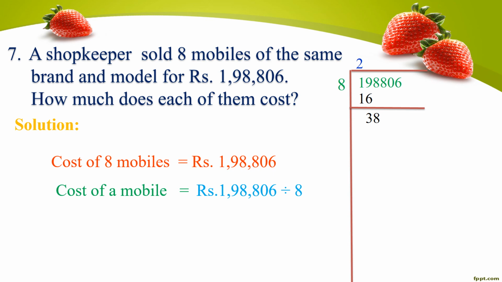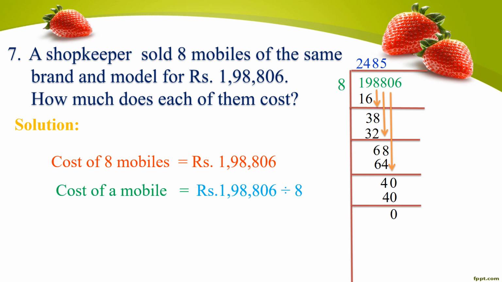Now we have to bring down the next number 8. Here now it is 38. In 38 there are 4 8s. 8 4s are 32. On subtracting we get 6. Now we have to bring down the next 8. So now the number is 68. 8 8s are 64. On subtracting we get 4 as remainder. Bring down the 0 now. Now the number is 40. 8 5s are 40.